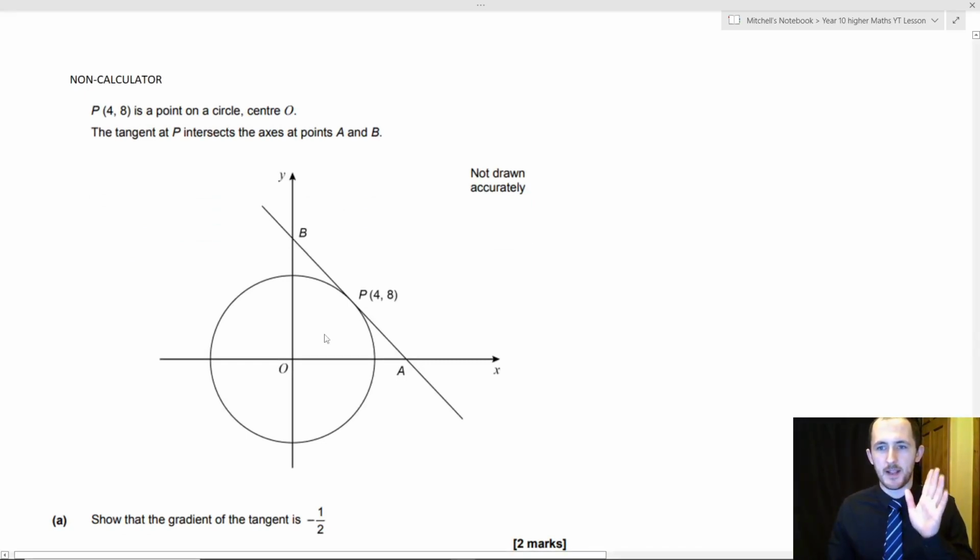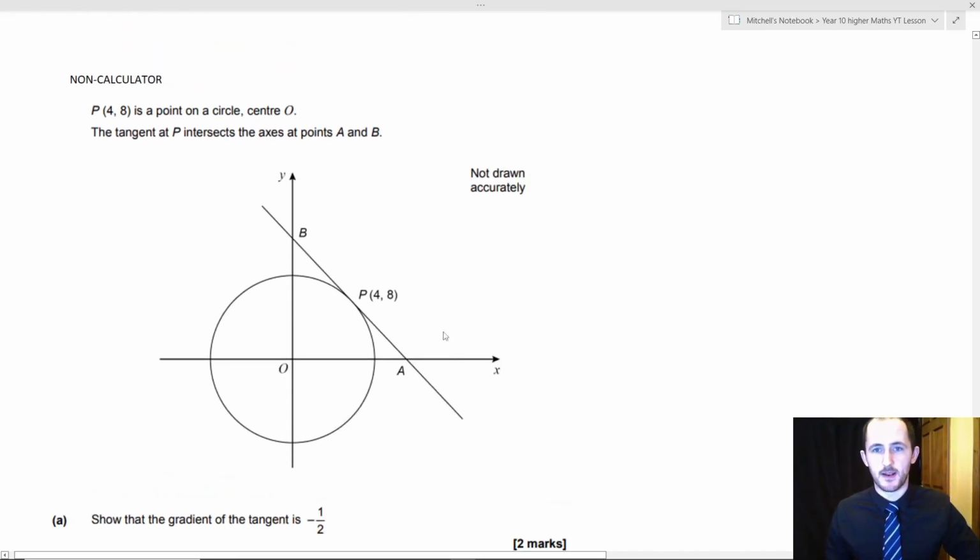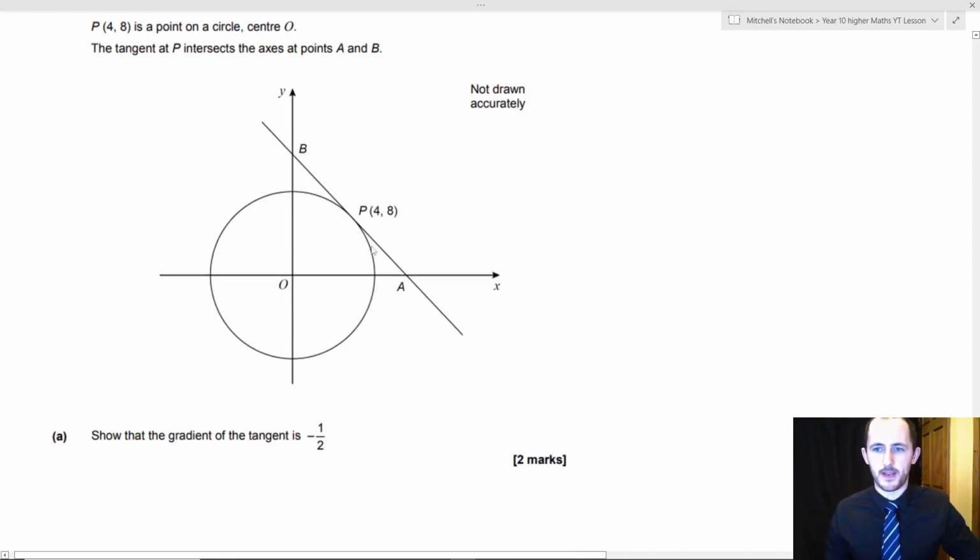Anyways, enough about me. This is another circle geometry question, kinda. Okay? It combines circles and equations of lines, so I thought it was quite interesting. So it's non-calculator, as I wrote in big letters. So we have a point here, it's a tangent to the circle.